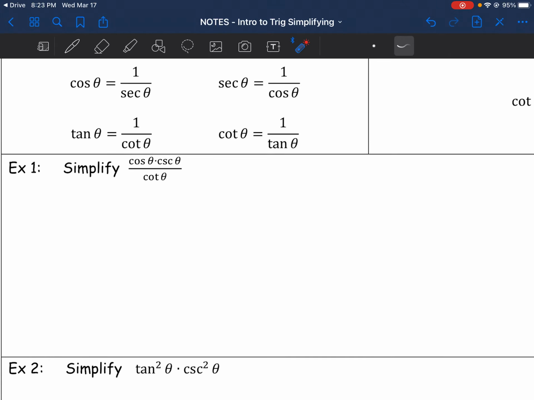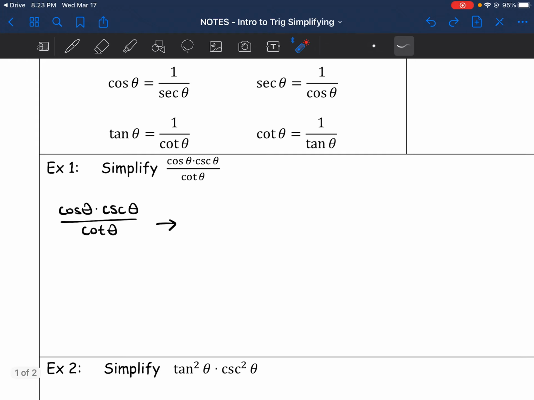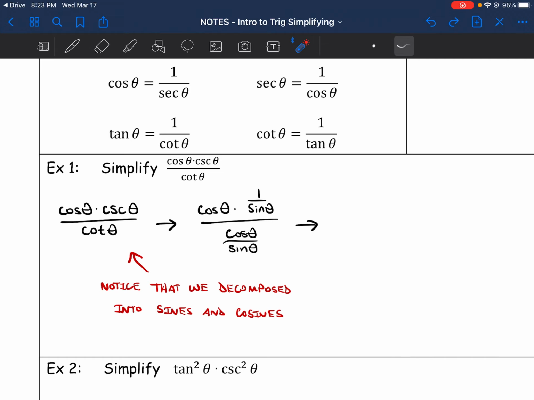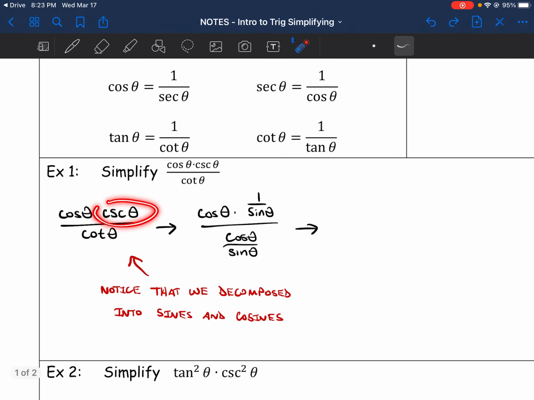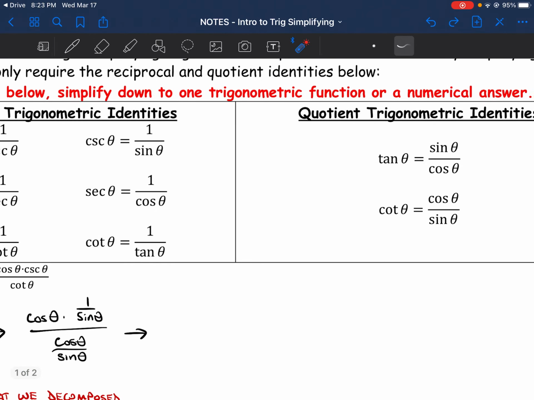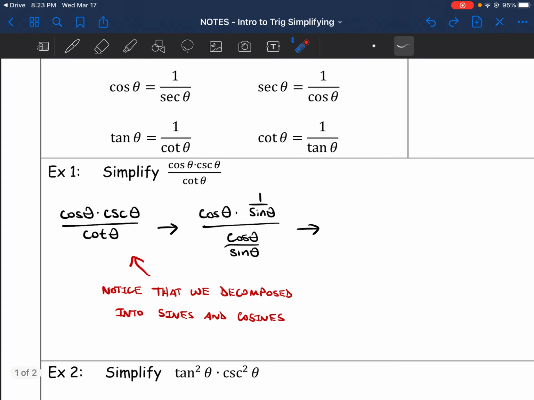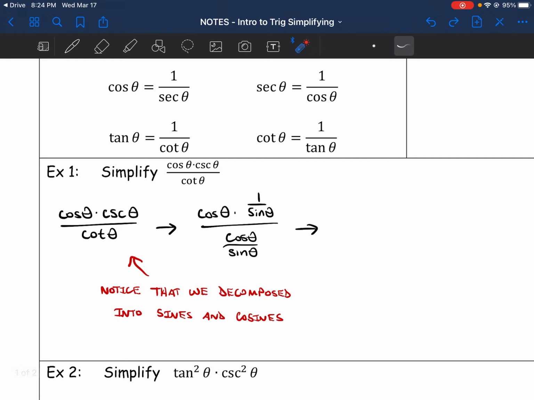Okay, so here's what we're starting with. And one thing that I want to go ahead and do is decompose everything that we can into sines and cosines. So that's what we did first. We decomposed everything into sines and cosines. Well, cosine is already cosine. Cosecant is 1 over sine. So notice that I'm replacing this cosecant of theta with 1 over sine of theta. And cotangent of theta is cosine theta over sine theta. That's our quotient trig identity right there. So I'm decomposing everything into sines and cosines.